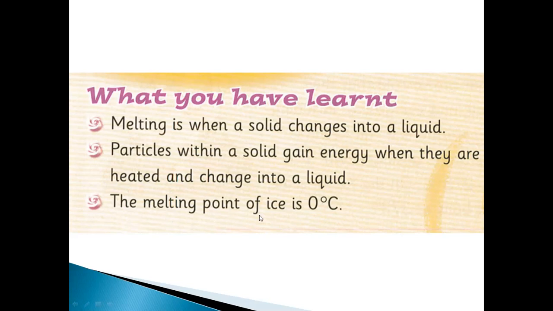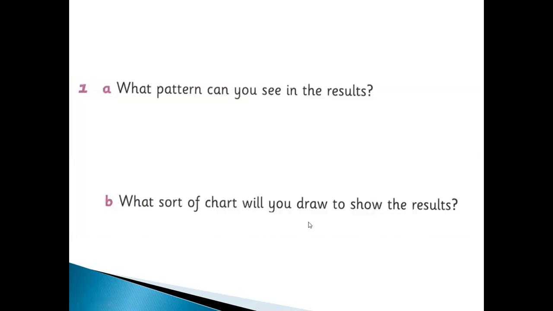So the melting point of ice is 0. At 0 it starts melting, and at 0 it starts to change into liquid. At this point again it changes into solid. At this point, if we go afterward, it changes into liquid.